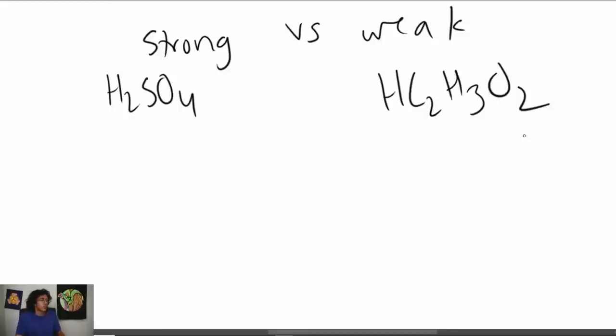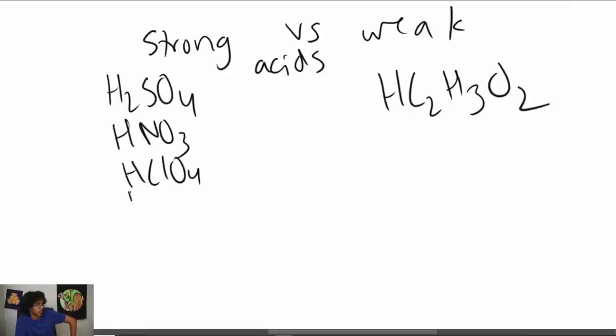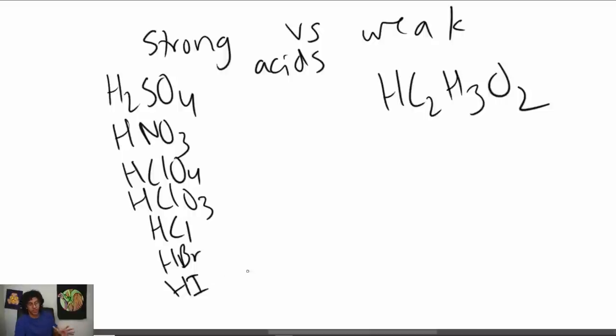So let's give a couple more examples of strong and weak acids. It's pretty important to remember these, because on the test, they're not going to tell you whether it's strong or weak. They're only going to tell you, here's the acid, find the pH of the solution. So H2SO4 is one, HNO3 is one, HClO4 is one, HClO3 is also one. And there's also HCl, HBr, and HI. That's what my chemistry teacher taught me. I think it works perfectly. And these are all strong. And then all the other ones are going to be weak.